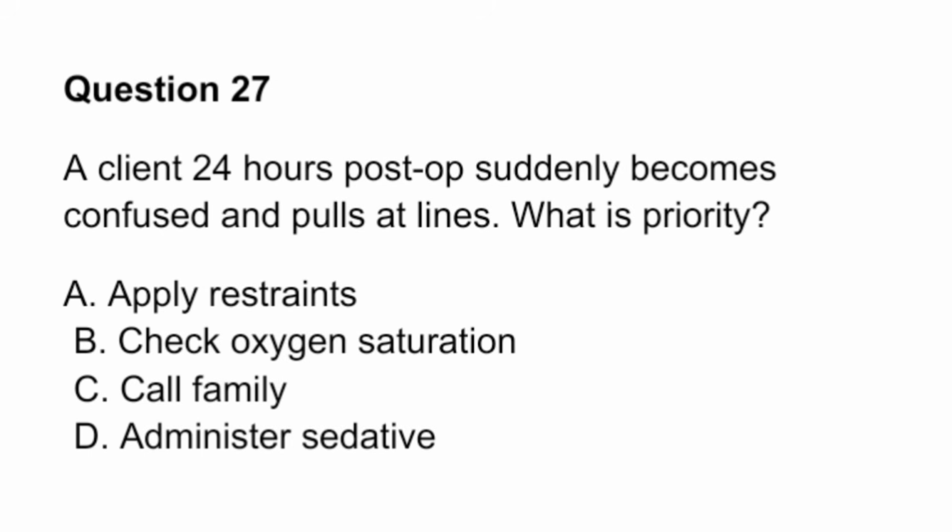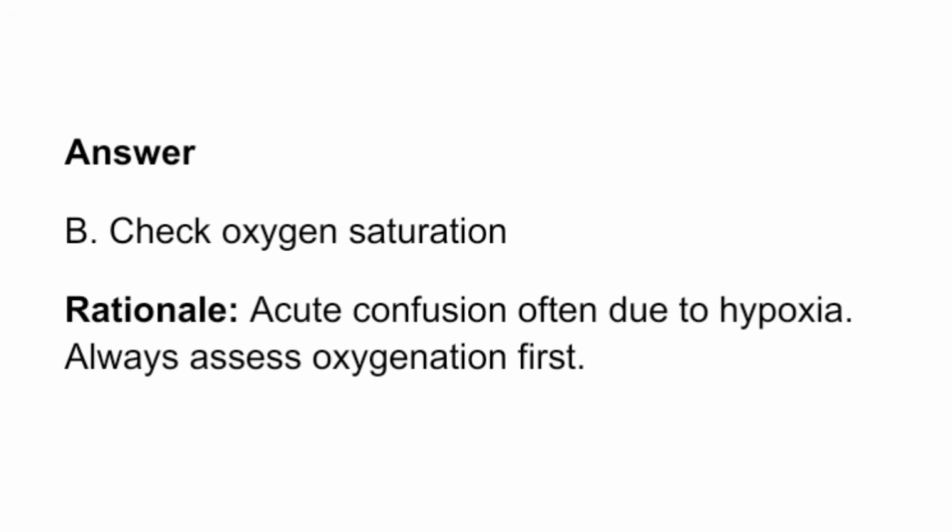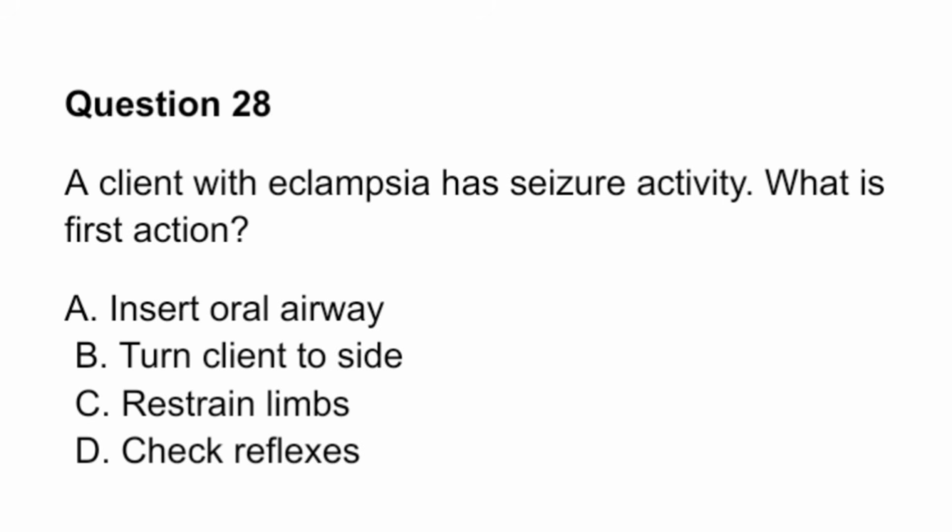Question 27. A client 24 hours post-op suddenly becomes confused and pulls at lines. What is priority? A. Apply restraints. B. Check oxygen saturation. C. Call family. D. Administer sedative. The answer is B. Check oxygen saturation. Rationale: acute confusion often due to hypoxia. Always assess oxygenation first.